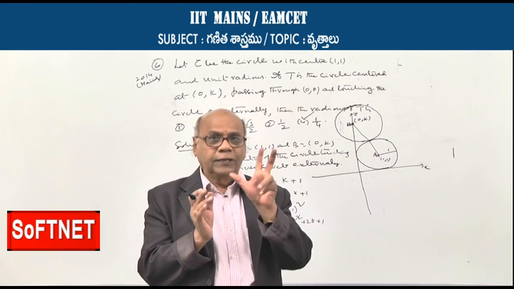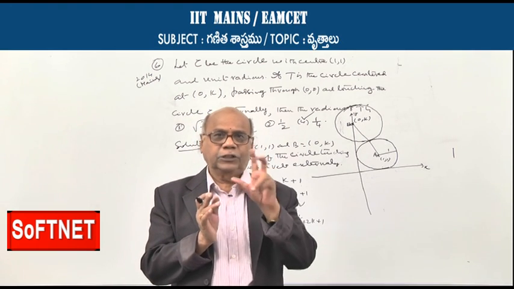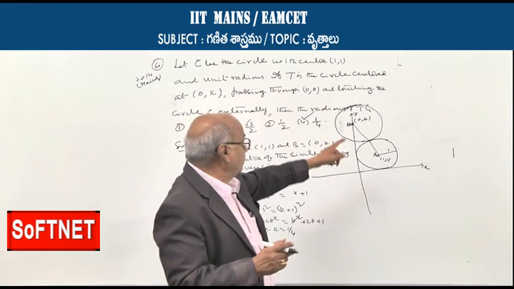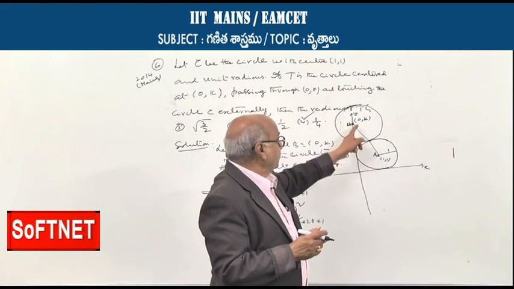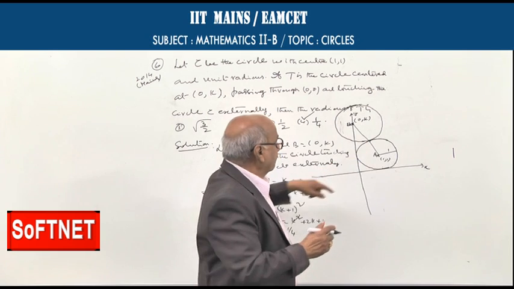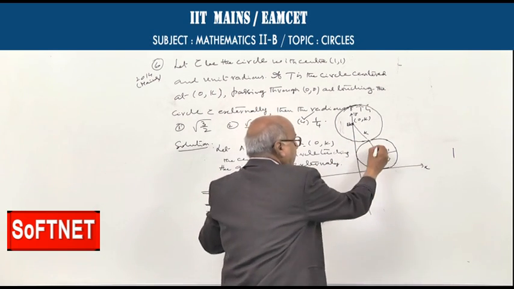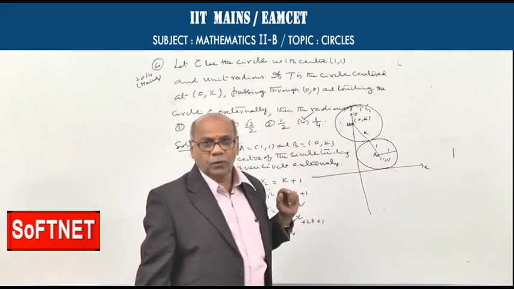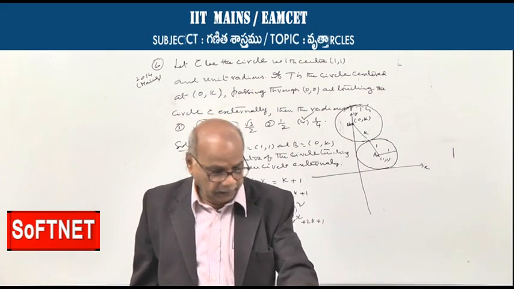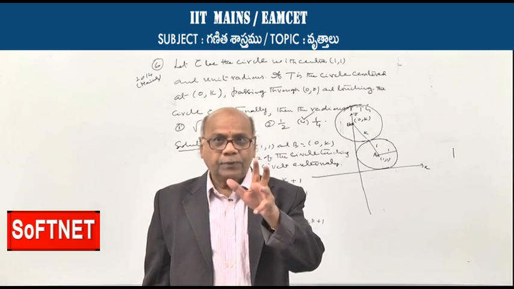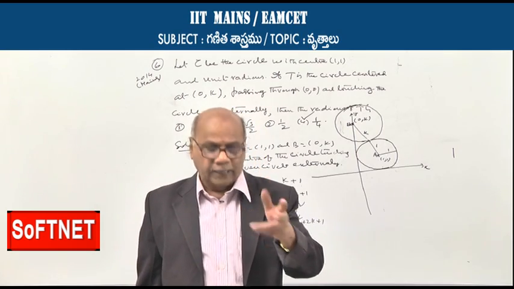Please see here what the concept is: two circles touch each other externally if and only if the distance between their centers is equal to the sum of the radii, that we have used. The distance between A and B is equal to the sum of the radii. Here this radius is k and the other radius is 1. So that is the concept of external contact of two circles.